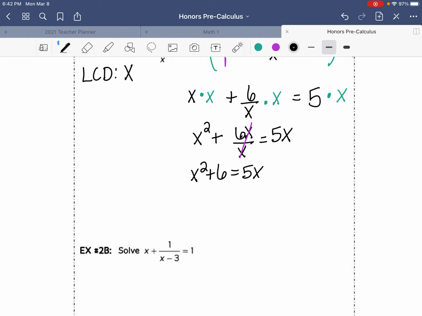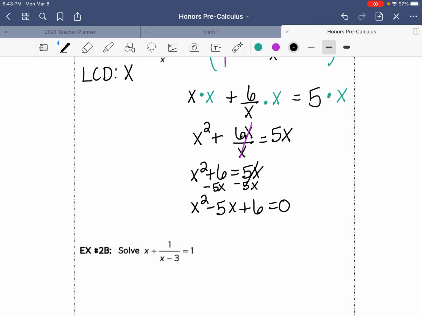So we're going to have a quadratic here. When I'm looking at this quadratic, my best method is to go ahead and move everything to the same side. That's going to give me x squared minus 5x plus 6. And we can factor this. Why do we want to factor? Because we want to find those roots, those zeros.